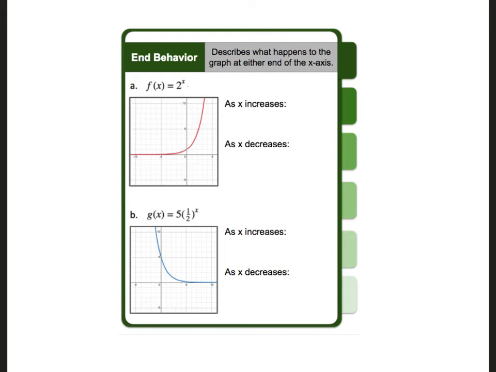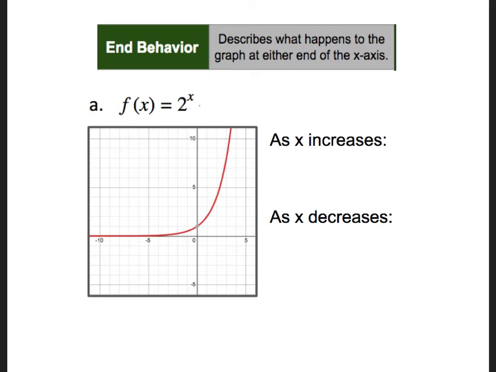Hello, in this video we are talking about exponential functions and their end behavior. End behavior describes what happens to your graph at either end of the x-axis. We always start with "as x increases" and "as x decreases," and then in the next statement you're going to tell me what happens to y. So that being said, let's go ahead and look at our first problem.